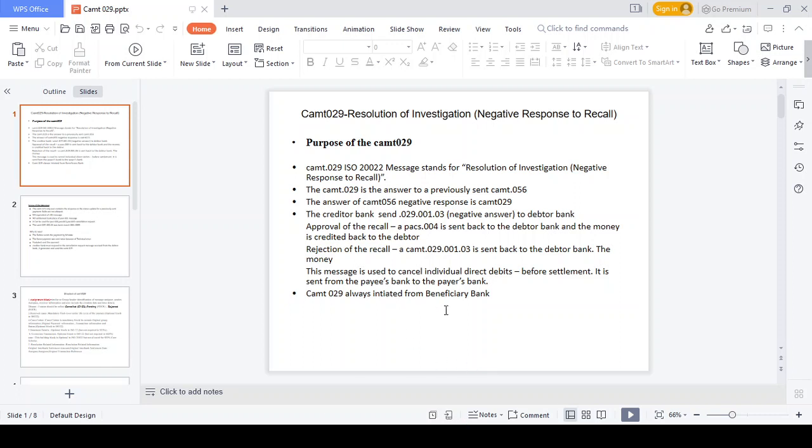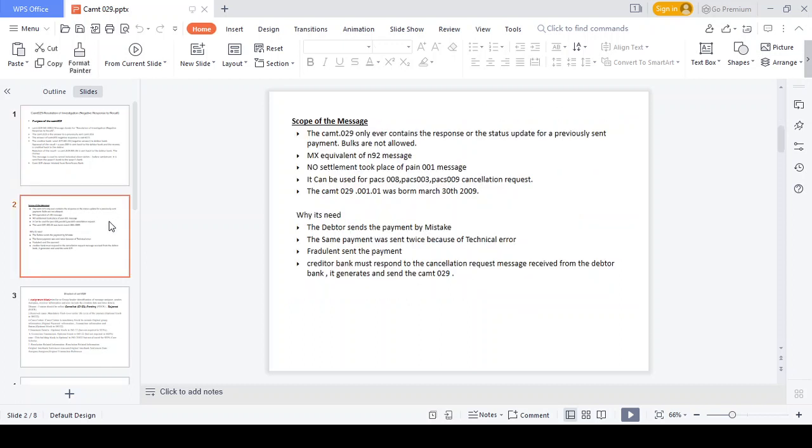You can cancel the payment in case it is still with the instructing agent, otherwise on the creditor bank side you can cancel it. When the payment has been handed out from the creditor, you cannot cancel the payment. Always camt.029 should be initiated from the beneficiary bank. Remember that.